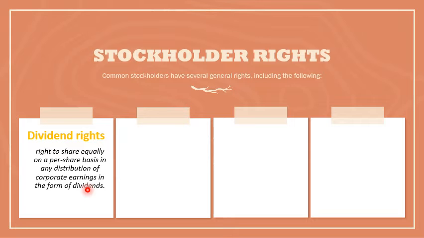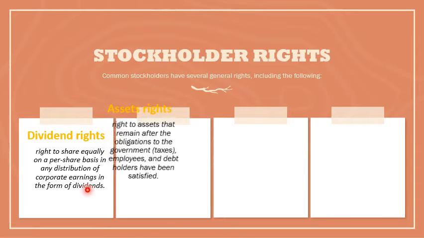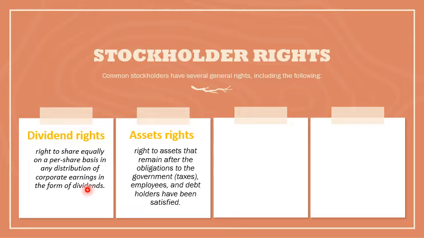Next right is assets right. So right to assets that remain after, meaning residual, after the obligations to the government, like taxes, employees, and debt holders have been satisfied. So you will have the right to the remaining assets if there will be any after the liquidation.